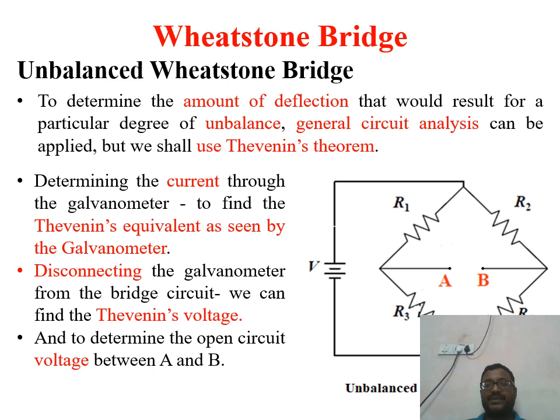For this circuit diagram, we take the Thevenin's equivalent circuit. That means we convert this bridge into Thevenin's equivalent circuit by disconnecting the galvanometer from the bridge circuit, between the terminals. We find the Thevenin's equivalent voltage by determining the open circuit voltage, so A and B will be open circuit.